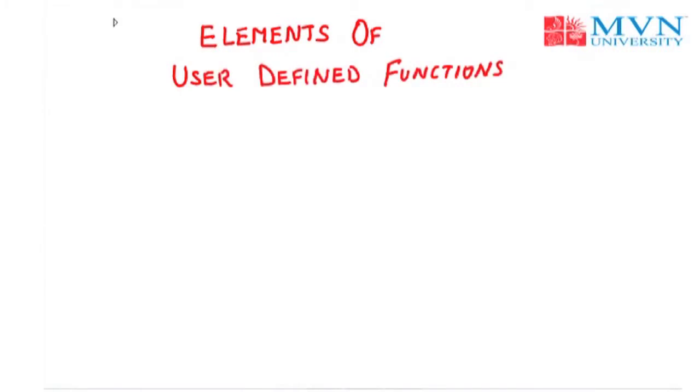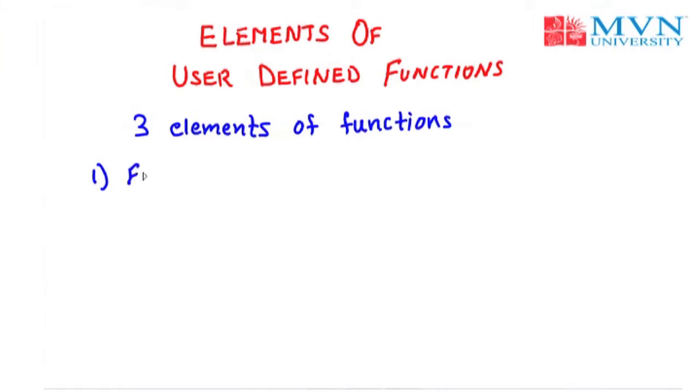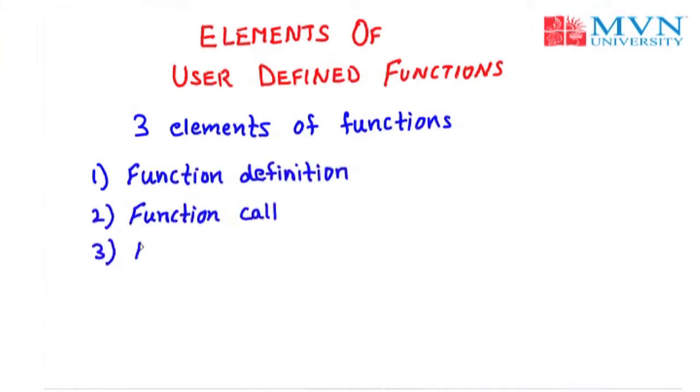Hello students, today we will discuss elements of user-defined functions. In order to make use of a user-defined function, we need three elements that are related to functions. First is function definition, function call, and function declaration.